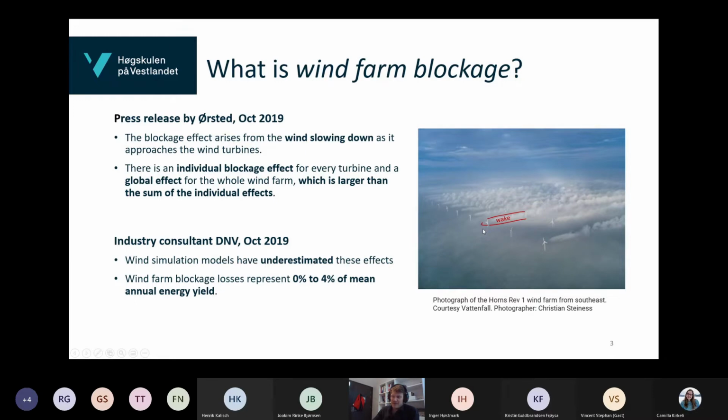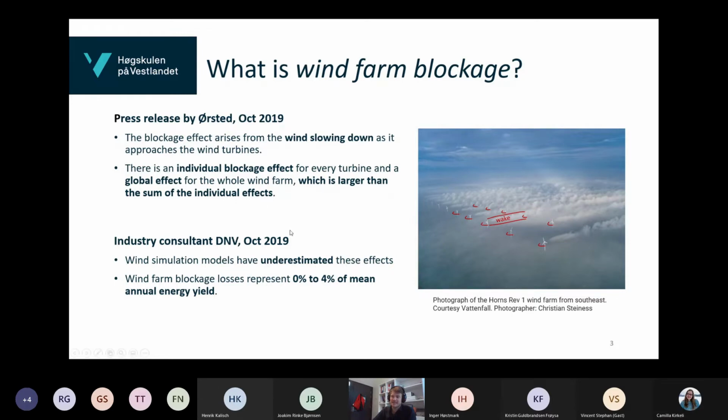So this is also something that is well known, but what was new at that time is that there are individual induction zones, or so-called blockage effects, of individual wind turbines, also next to this turbine here, and there could also be induction zones of these downstream wind turbines. And what Ørsted said is that these individual blockage effects for every turbine add up to a global effect, which might be larger than the sum of those individual effects.